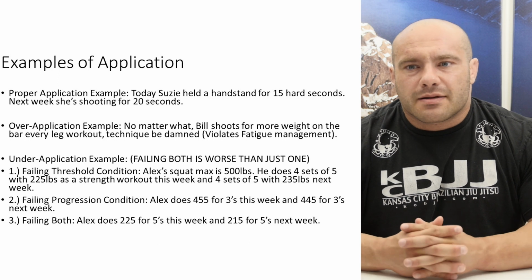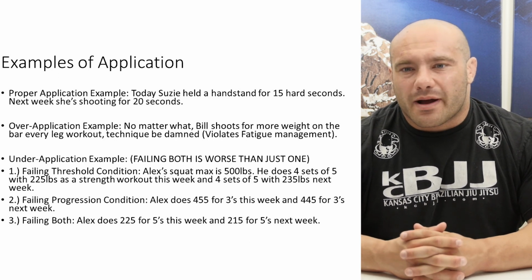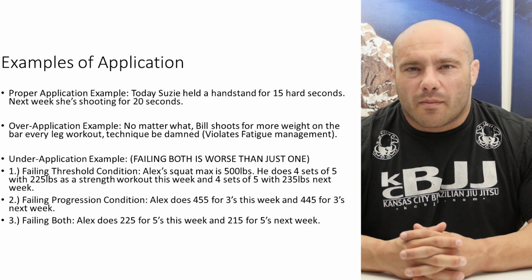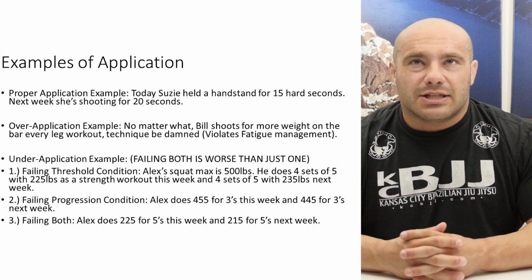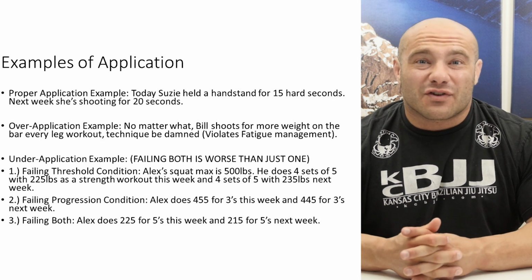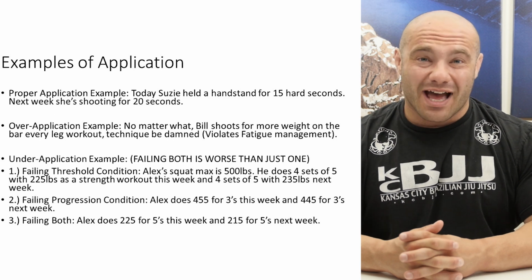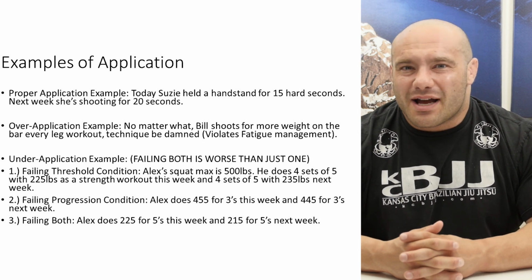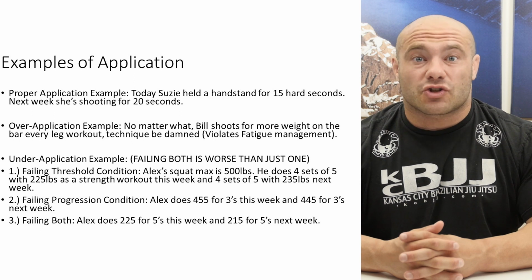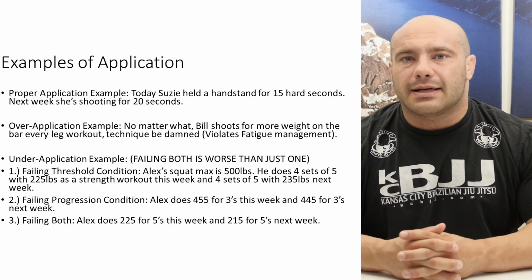The problem is, sets of 5 with 225 or 235 when you're a 500-pound squatter can be considered a warm-up and pretty much nothing else. He's way outside of his overload threshold, which probably for strength is something like at least 360-ish pounds, maybe closer to 400 pounds is where he really needs to be to get stronger. Luckily, Alex fixed that problem for us, but he created a new one.